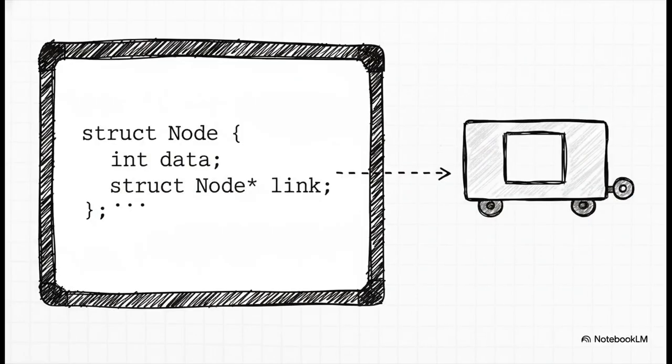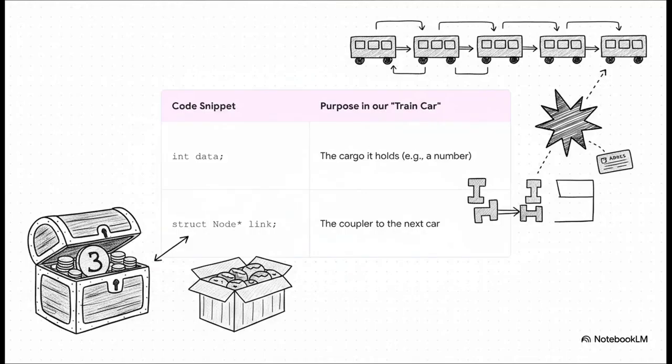And this right here is what that blueprint looks like in the actual code. We start by saying we're defining a struct, and we're going to call it node. Simple enough. Inside, we declare an integer called data, that's our cargo bay, but then we have this second line, and this is where the magic really happens. Struct node star link. Let's break that one down. This maps perfectly to our train car analogy. Int data. That's easy, that's the cargo. But struct node pointer link, that is the coupler.